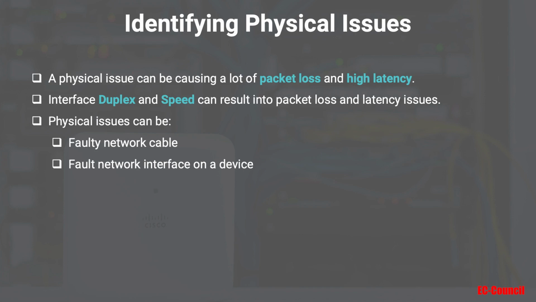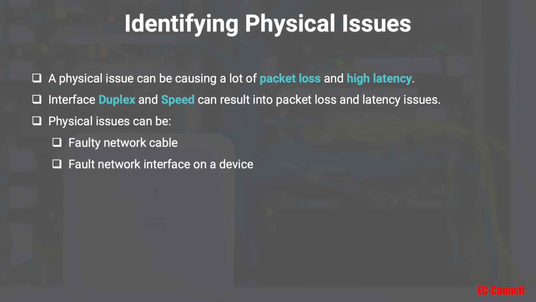Physical issues can also cause high latency. Latency is simply the measurement of a response between a source and destination. High latency simply means that a device will take very long to respond. So the objective of a network engineer is to ensure the network has very low latency. On an interface, there are two types of configurations that can result in packet loss and latency issues. These are duplex and speed. Later on, we'll take a look at actually configuring duplex and speed on a Cisco switch.